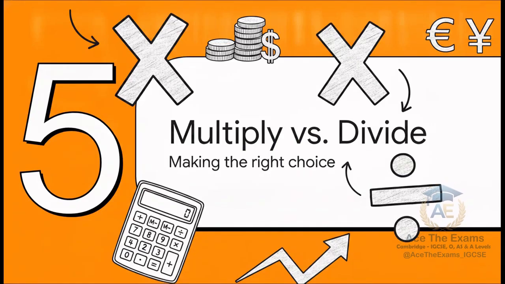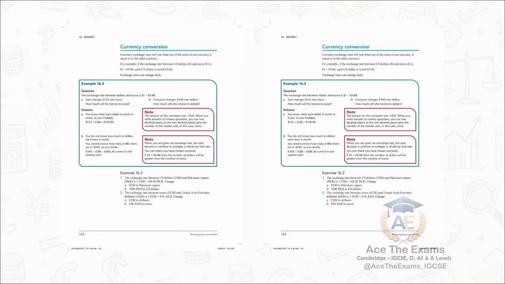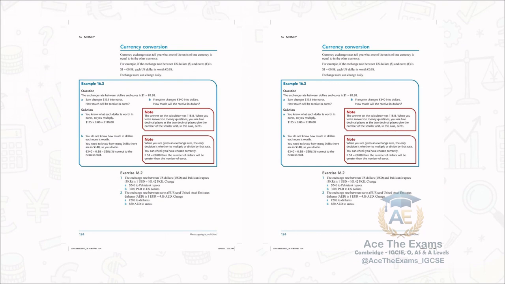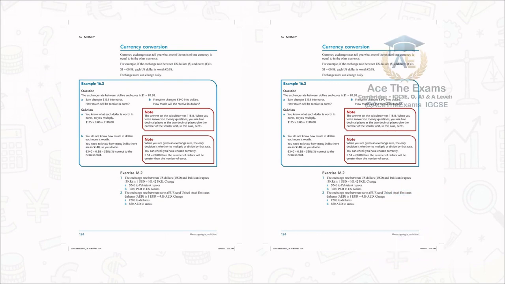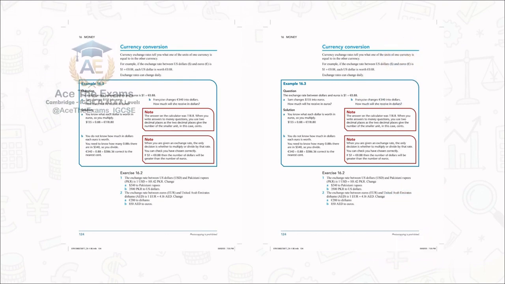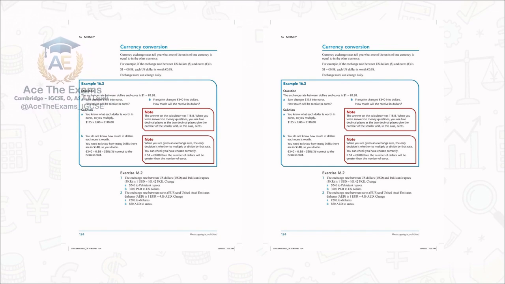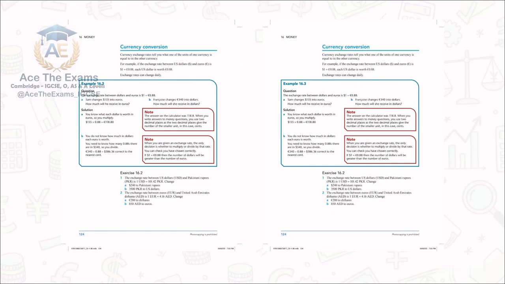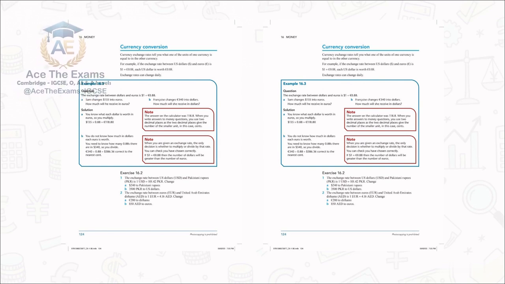Section 5, multiplying versus dividing. Let's look at exactly how to decide whether to hit the multiplication or division key on your calculator. We have 2 people in example 16.3 facing this dilemma, dealing with that same $1 equals 0.88 exchange rate. First, we have Sam. Sam has $135 and wants euros. Because he knows the exact euro value of a single dollar, he simply multiplies. 135 times 0.88 equals $118.80.